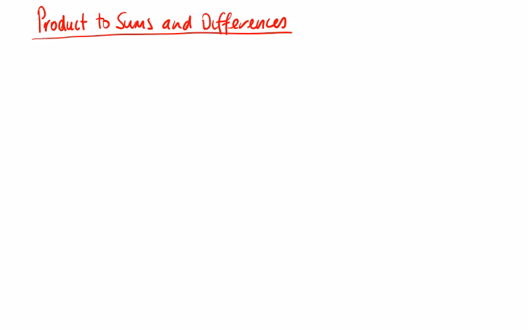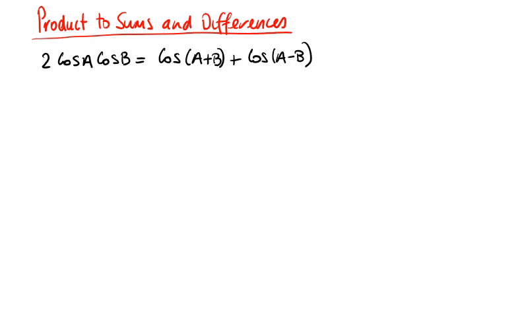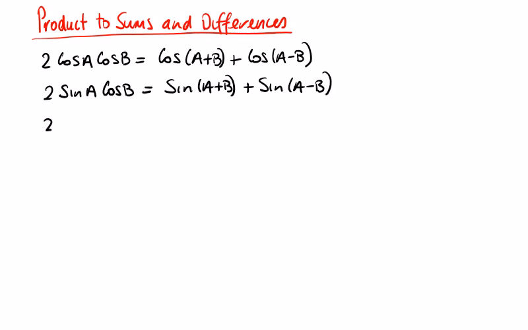So we have products to sums and differences, and a product is a multiply. So these look like this: 2 cos A cos B is equal to the cos of A plus B plus the cos of A minus B. We also have 2 sine A cos B. So there are 4 different versions of this. 2 sine A cos B is sine A plus B plus sine A minus B. Then we have 2 sine A sine B, which will be cos A minus B minus cos of A plus B.